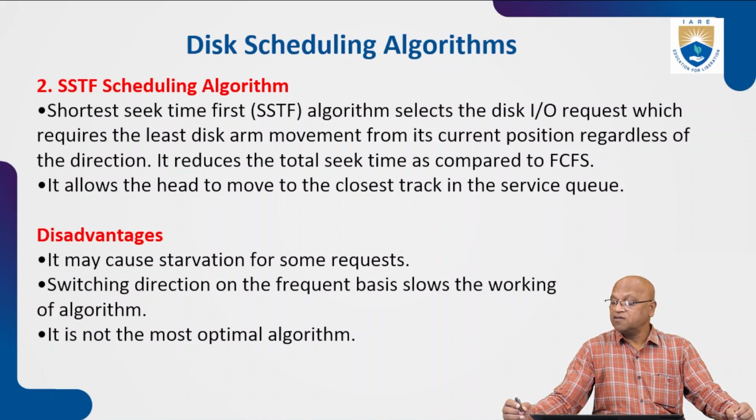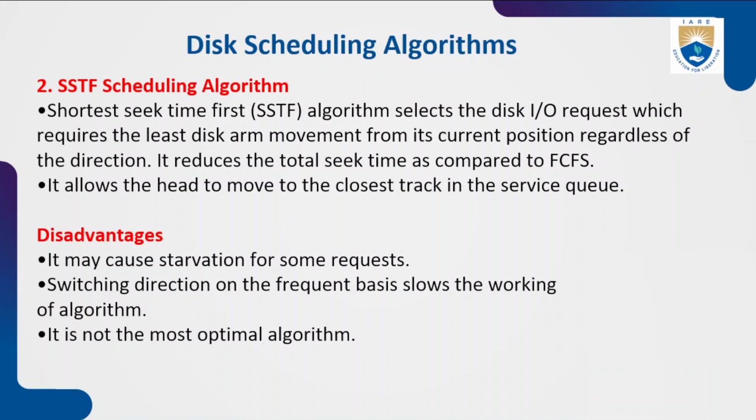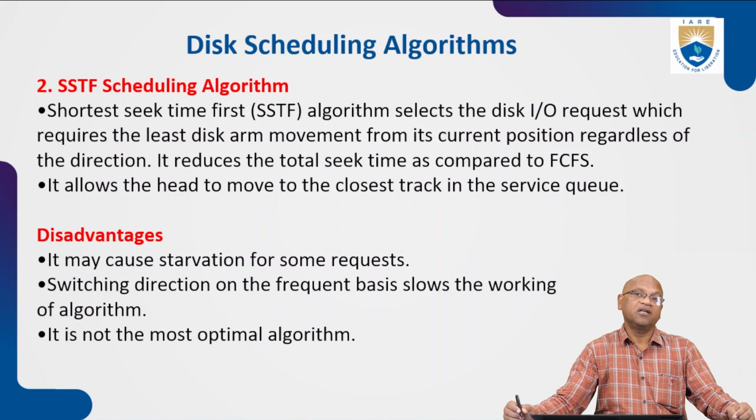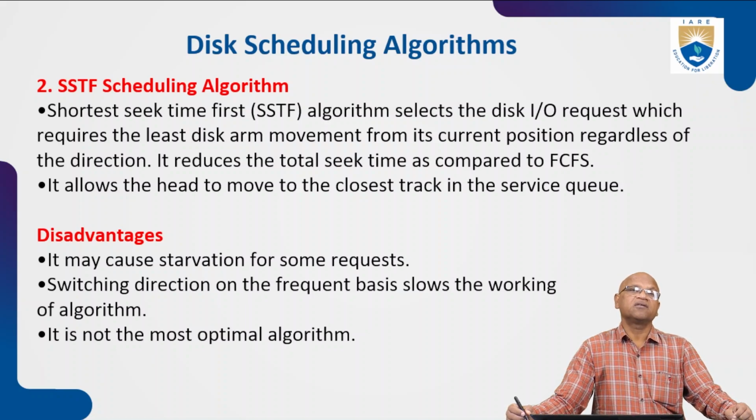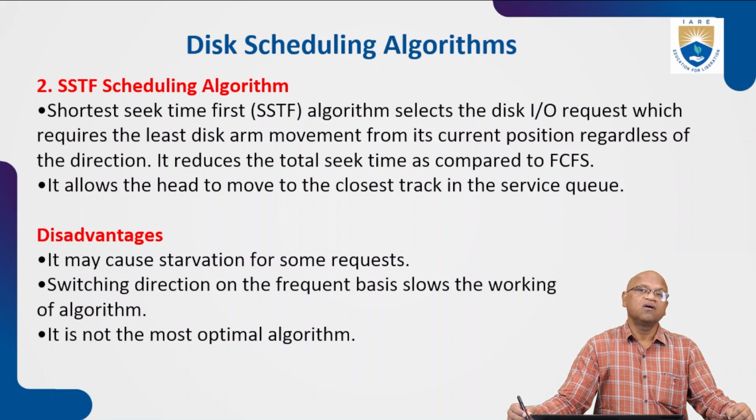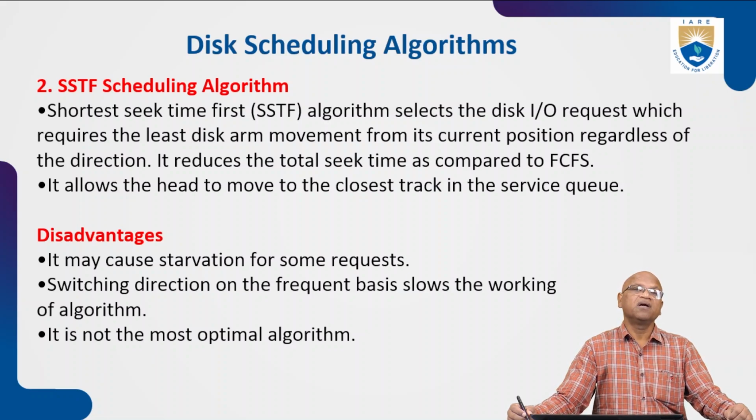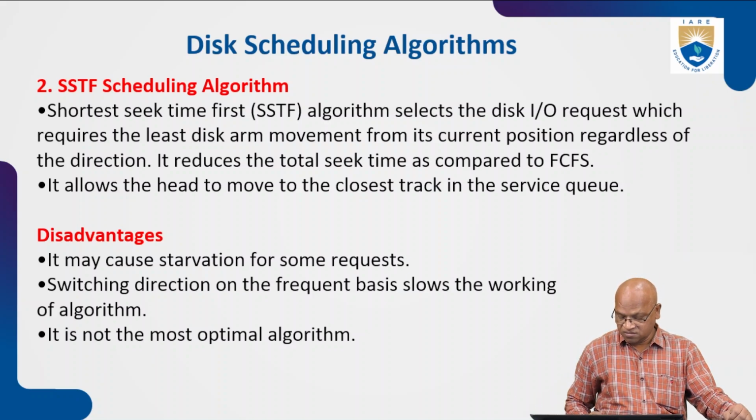As with first come first serve, the next track number in the queue will be positioned under the read and write head. Automatically the cylinder, or we can say the disk, will move. So what are the disadvantages of this SSTF? It may cause starvation for some requests. Switching direction on a frequent basis slows the working of the algorithm. It is not the most optimal algorithm. So we'll see how it is working.